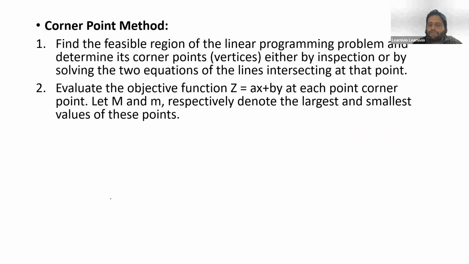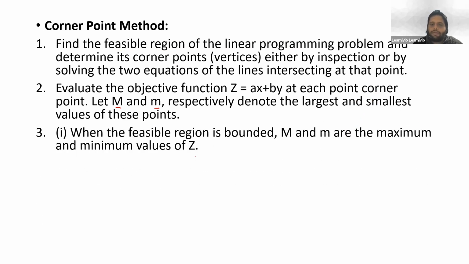Once we do that, we will check the value of Z at each of the corner points. Let capital M and small m be the largest and smallest values of these points. When the feasible region is bounded, then capital M and small m are the maximum and minimum values of Z. So what you have to do is draw the graph, find the feasible region, take out the corner points, and find the value of Z at these corner points. Whatever maximum and minimum values you get will be the required answer. This is for bounded. I hope you understood up to this point.